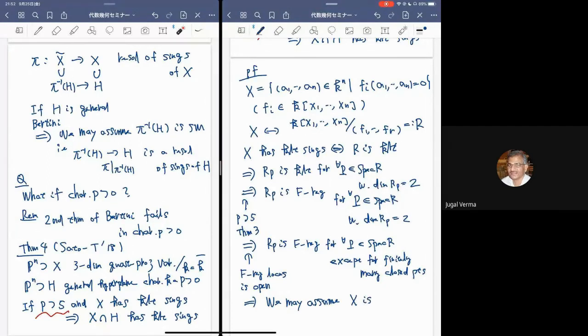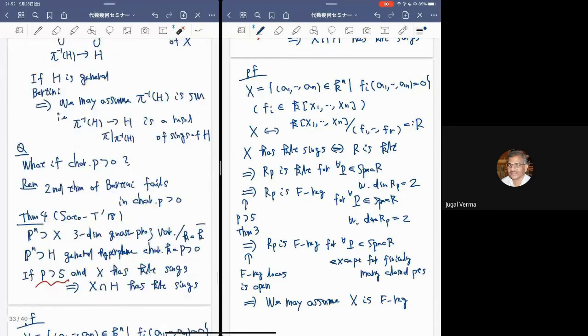X is F regular. So R, corresponding to X, R_P is F regular except for finitely many cross points. But as I explained, we can avoid finitely many cross points. So then we may assume X is F regular.